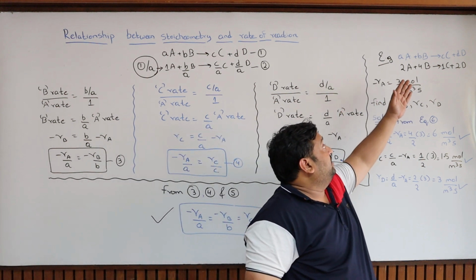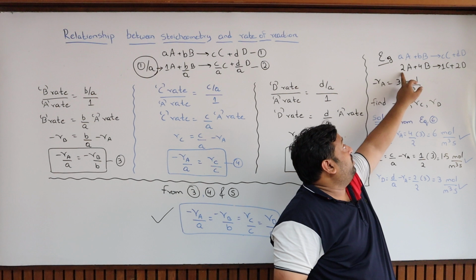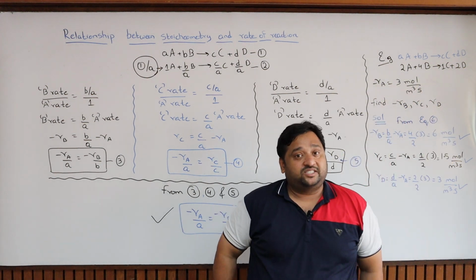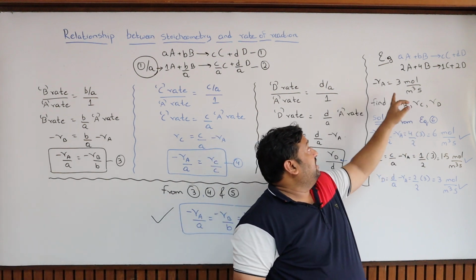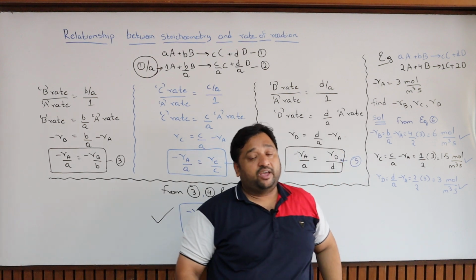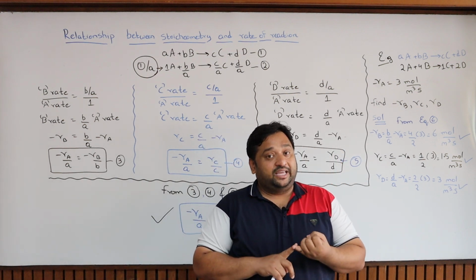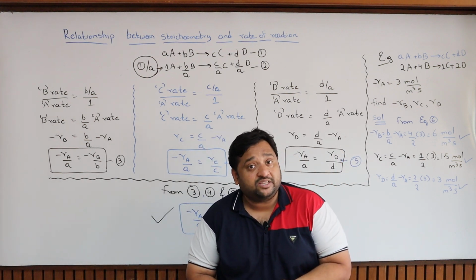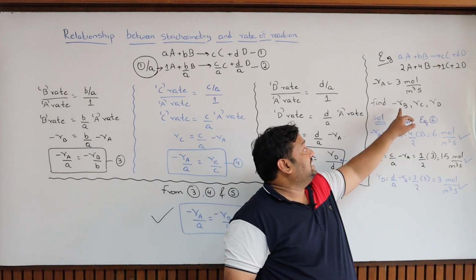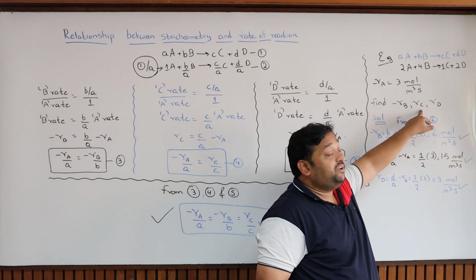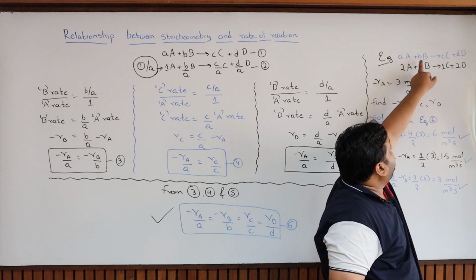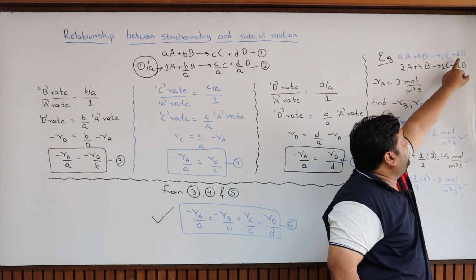Example: there is one reaction, 2A plus 4B gives rise to 1C plus 2D. This is the general reaction we have taken, and the rate of reaction of A is given as 3 mole per meter cube per second. Because the equation is given, stoichiometry is known and the rate of reaction of A is given, now you have to find the rate of reaction of B, C and D. I know A equals 2, B equals 4, C equals 1 and D equals 2.